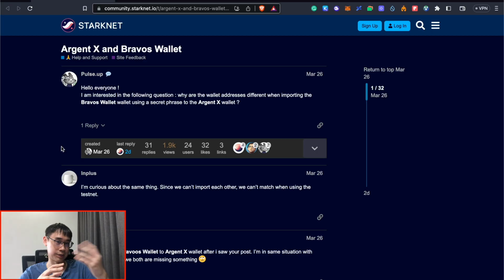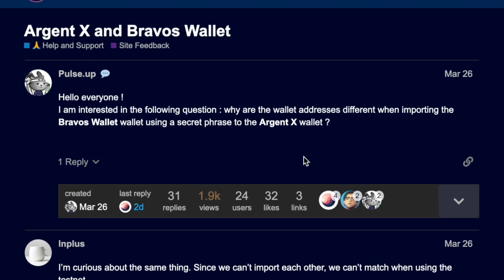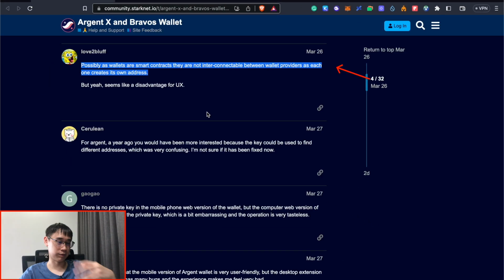So I was searching around Google trying to find an answer to this, and I came across this forum post which also brought up this topic where the wallet addresses are different when importing Braavos to Argent X using the same seed phrase. One of the replies mentioned that both Argent X and Braavos creates a smart contract wallet for the same seed phrase, and these are not interconnectable between both of these wallet providers.